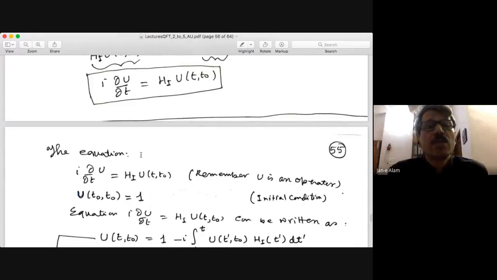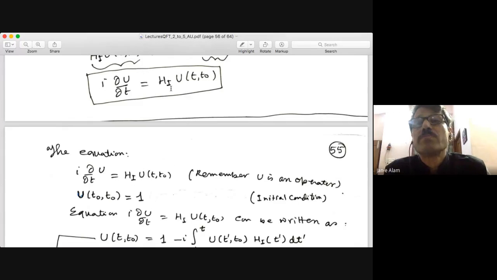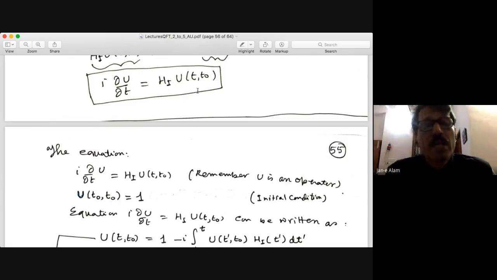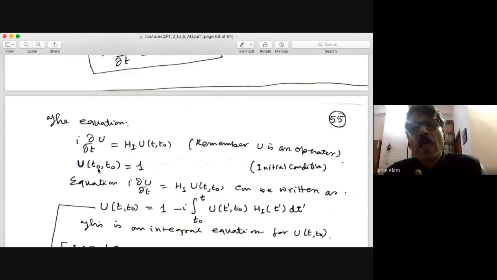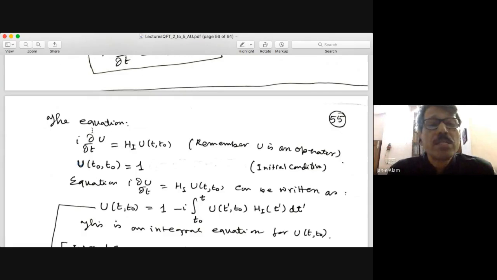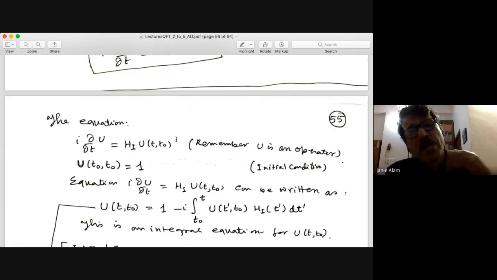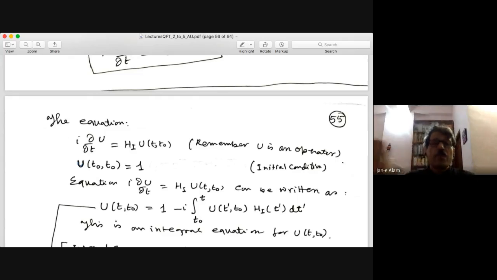So this is the differential equation which I have got. i ħ dU/dt is equal to H_I U(t, t0), right? This is the differential equation I got. And remember, this U is a unitary operator, and this equation now I need to solve, right? So this U, please remember, tells me how the states evolve.